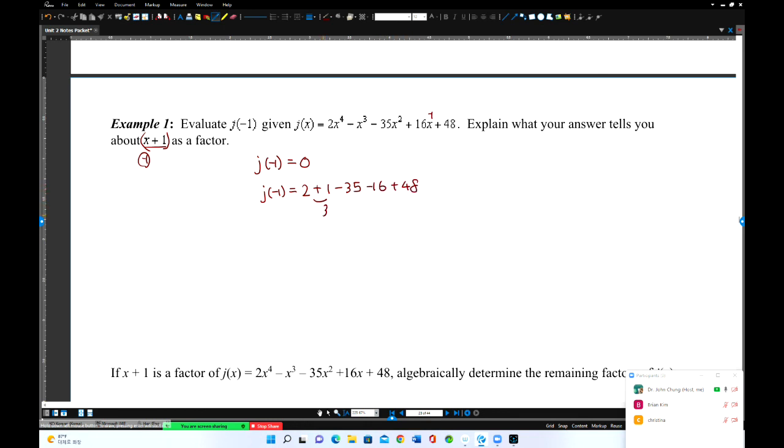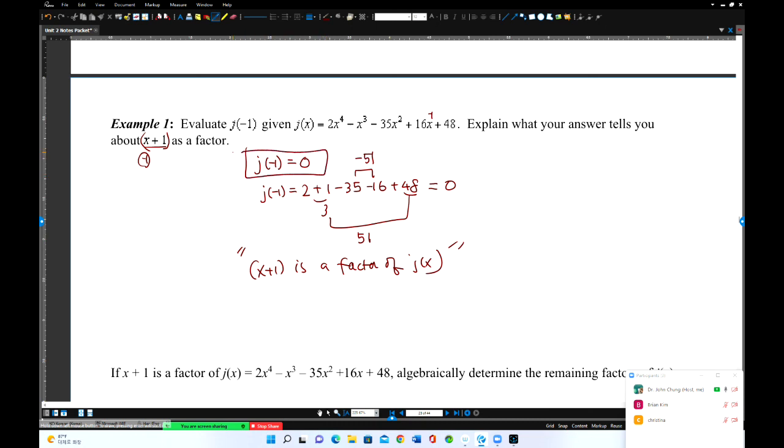Check it out. The positive numbers add up to 51, the negative numbers to negative 51. Plus minus, that is 0. Yes, j of negative 1 equals 0. The remainder is 0. So x plus 1 is a factor of j of x. So you can say x plus 1 is a factor of j of x. This is true. Show that.